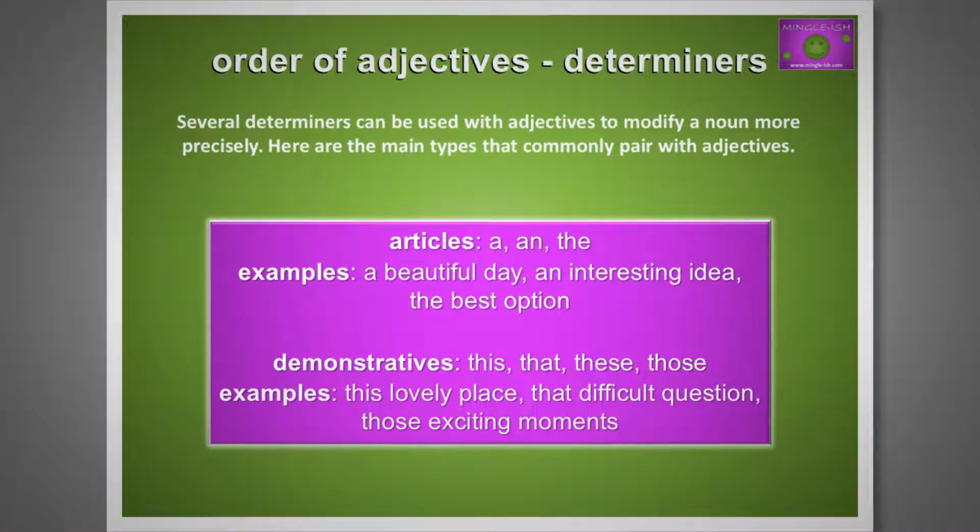Firstly, several determiners can be used with adjectives to modify a noun more precisely. Here are the main types that commonly pair with adjectives. Feel free to pause the video to read the examples. Articles: a, an, the. Demonstratives: this, that, these, those.